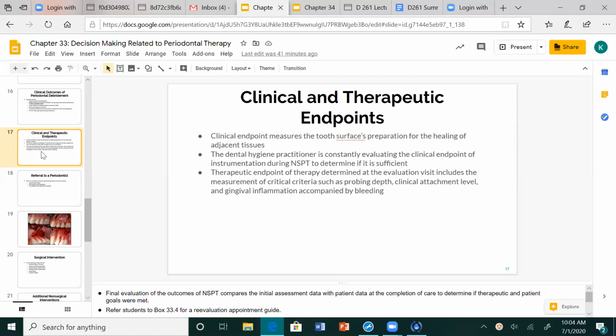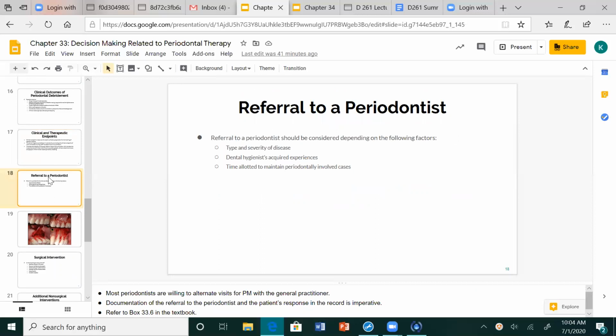So that's why we're having people come every 3 months. We're always measuring their pocket depths, measuring for bleeding. What does the tissue look like? How is it changing? Referral to a periodontist. We've talked about this a lot.